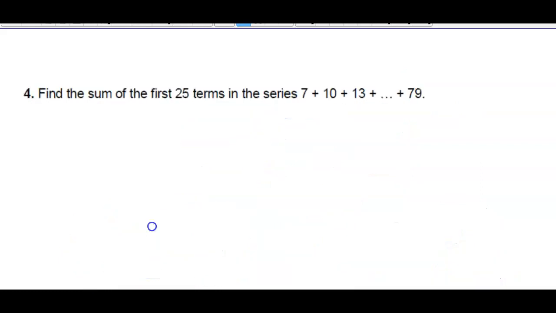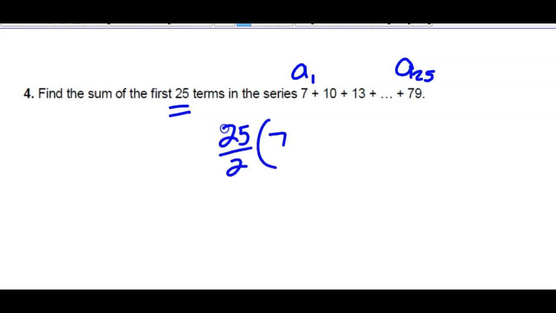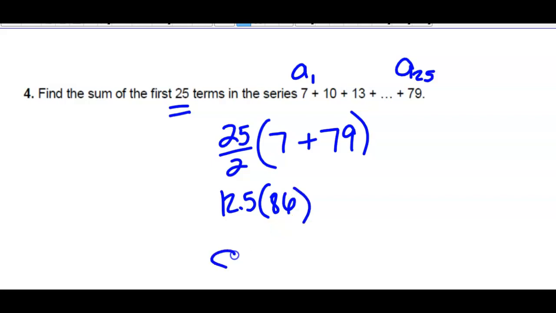All right. So this says find the sum of the first 25 terms, and they told us term 1, they told us term 25. So you guys could really do this one. It's just 25 over 2 times 7 plus 79, which is 12.5 times 86. Did I add that right? 7 plus 79 times 12.5. I got 1075.